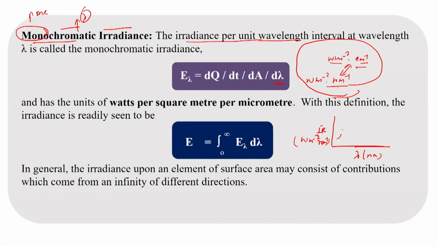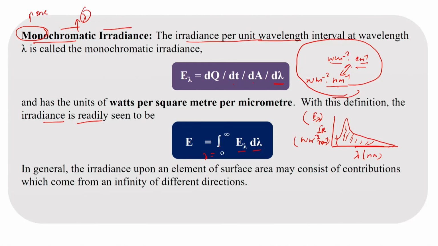And then we had this kind of graph. So in principle you can integrate this area. For example, integration of E lambda d lambda will give you the total irradiance. By definition, the total irradiance can readily be seen to equal the integration where lambda varies from 0 to infinity.